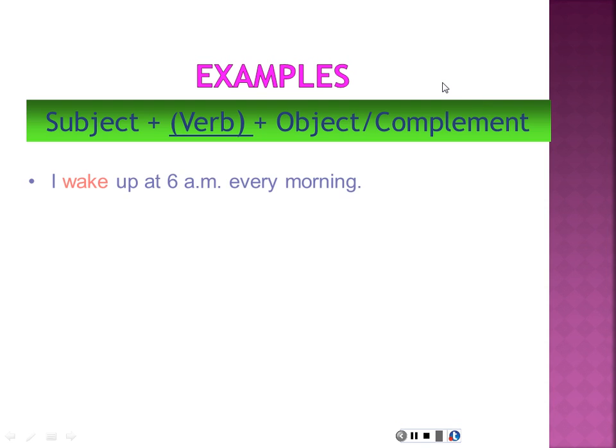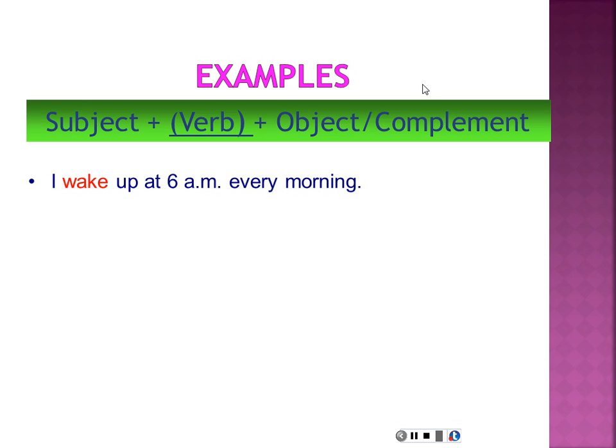So this is the structure of the sentence in the simple present. If we start with the first example, I wake up at 6 a.m. every morning. Is it a habit? Is it a hobby? Is it a daily event? I wake up at 6 a.m. every morning. It's a habit. I do it every day.